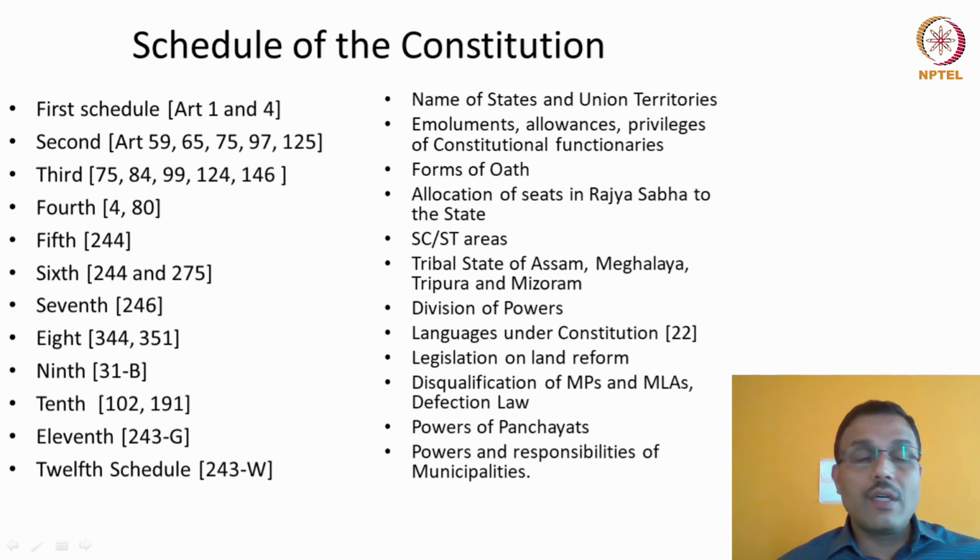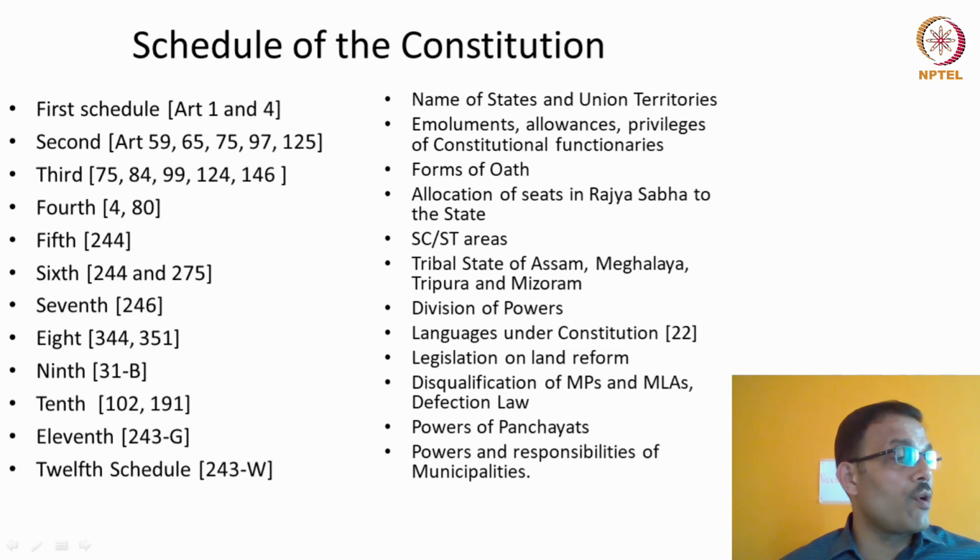The 10th schedule is again quite a controversial one, like the ninth one. This is about disqualification of members of parliament and state legislatures on the ground of defection. This is called the anti-defection law. This was added in 1985 thanks to the 52nd Amendment. This is something that we will definitely look into. This is a very important position of public policy in this country. We should have a detailed discussion on the 10th schedule and the anti-defection law in India.